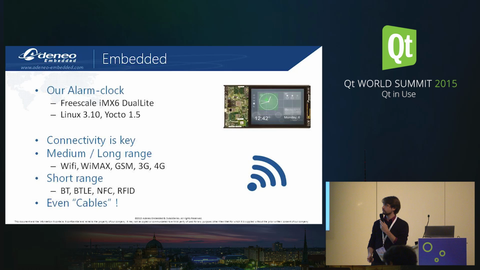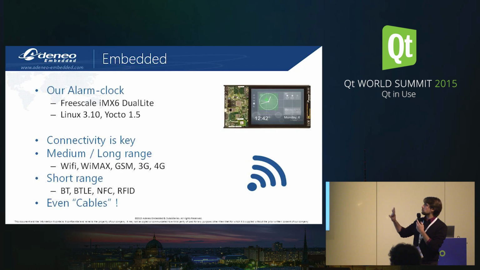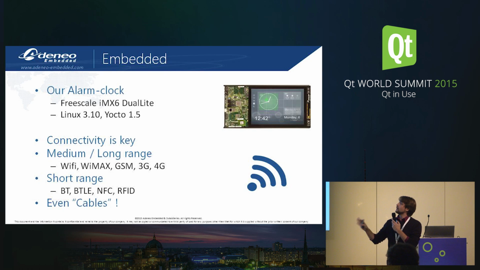So let's start. That's basically our device. That's a Freescale i.MX6 board. Well, a very big alarm clock, so very big success, hopefully, and additionally it's beautiful with all the wires and everything. It's based on Yocto 1.5, and when you are doing Internet of Things, the key element, of course, is connectivity. It can be medium or long range connectivity, and one of the most used is Wi-Fi.